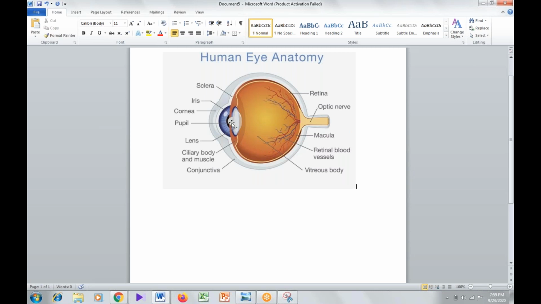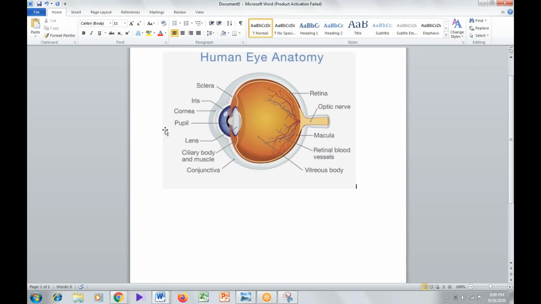So what will happen is that light enters through the pupil and passes through the lens. Ishfaq, there are two types of lenses. One is diverging and one is converging, right? Yes, sir. One is converging, one is diverging. A converging lens focuses the light on one point, and a diverging lens spreads the light.